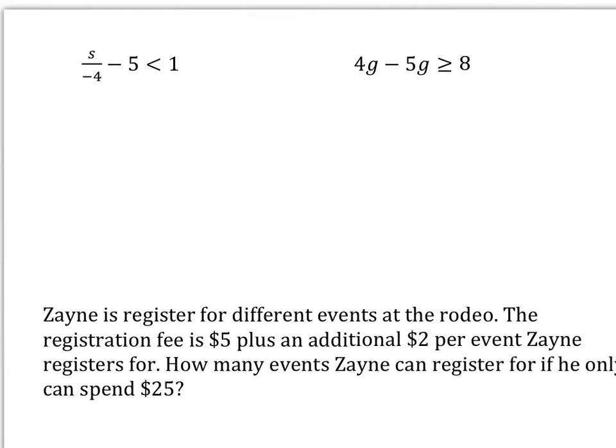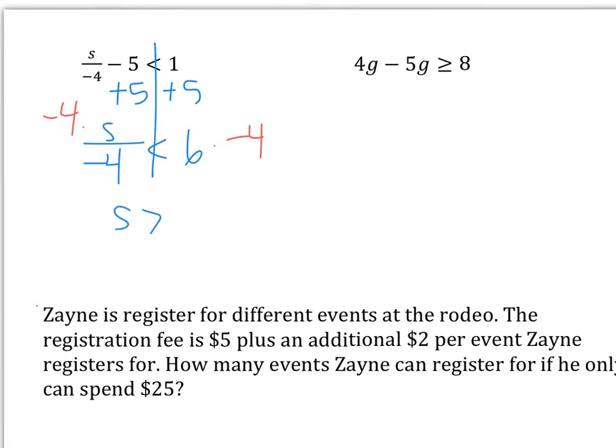Okay, let's look at two more examples of two-step inequalities, and then we'll look at a few word problems. So as we look at this first example, I'm going to isolate s by first adding 5 and get s divided by negative 4 is less than 6. And then to undo a division of negative 4, we'll multiply by negative 4. And since we're multiplying by a negative, we must flip the inequality symbol. So s is greater than negative 24.